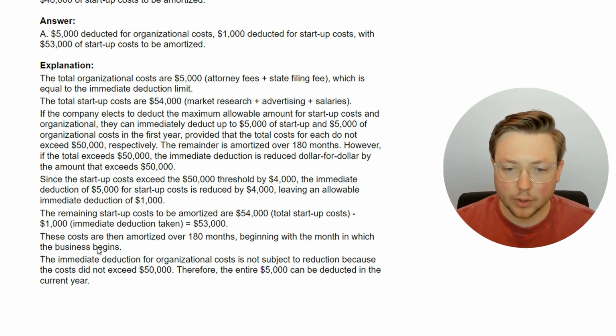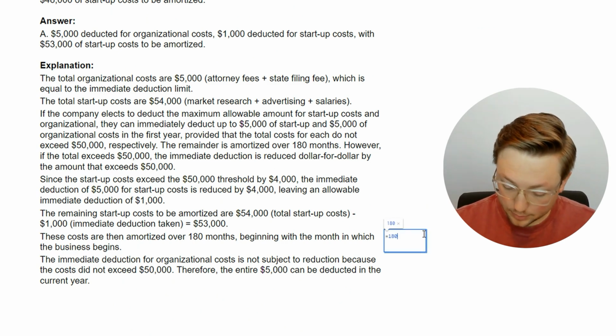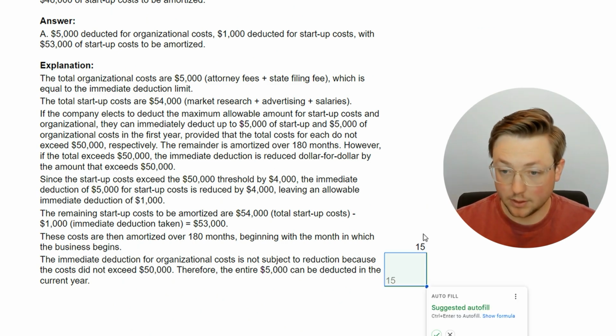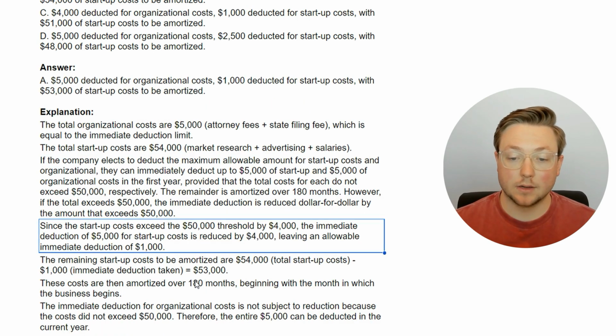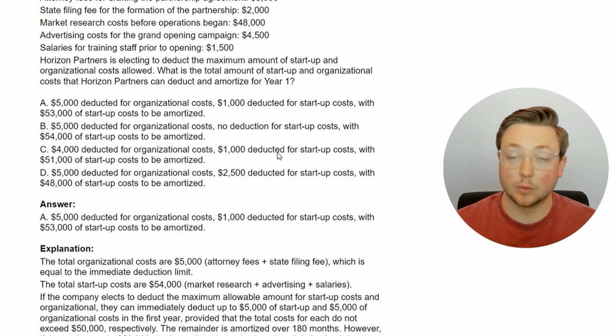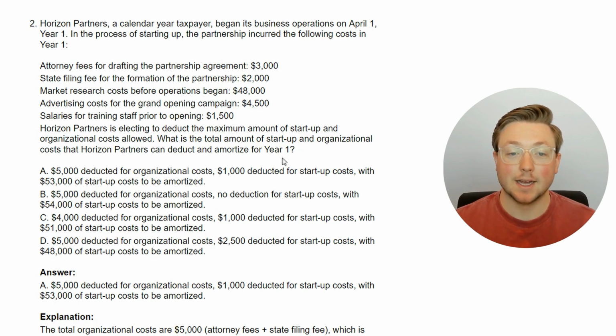And one more thing to point out, it looks like they would be amortized over 180 months, which would be, I believe that equals 15 years. Yeah, 15 years. So that's just one more thing to kind of keep in mind. It looks like these intangible assets are amortized over 15 years or 180 months. All right, we learned a ton from that question. So let's go ahead to the next one and see what else we can learn.